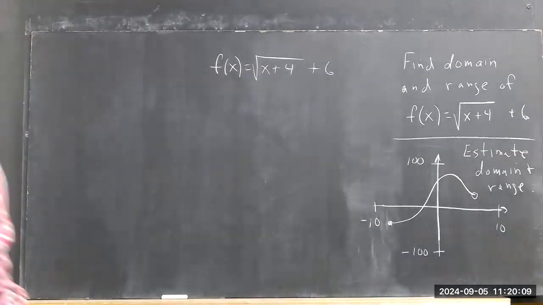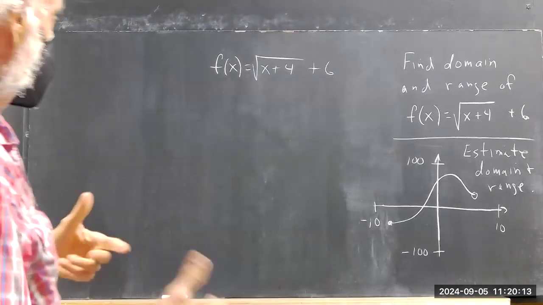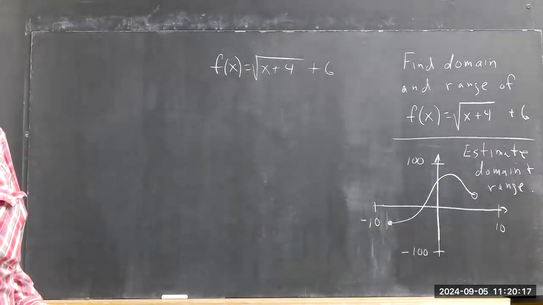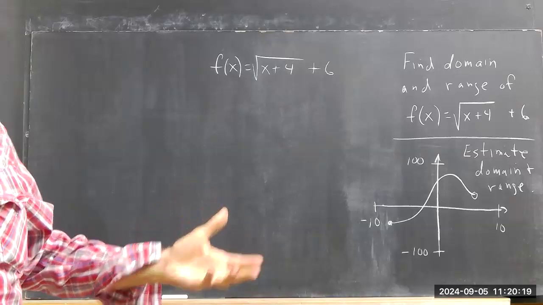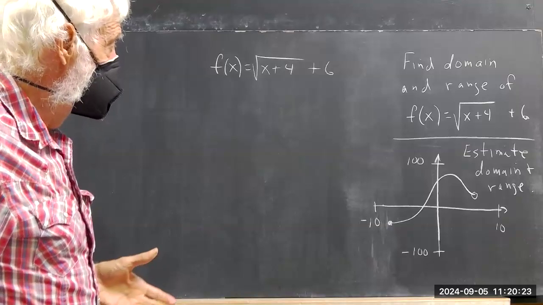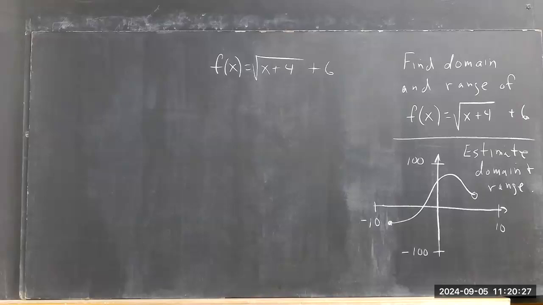Now, what's the domain? It consists of all the numbers that we can put in the function and get a reasonable answer, right? And get a real number answer. Okay. So let's discuss this just for a minute. I'm going to pause in a second. Why is it that we can't put just any number into this function?